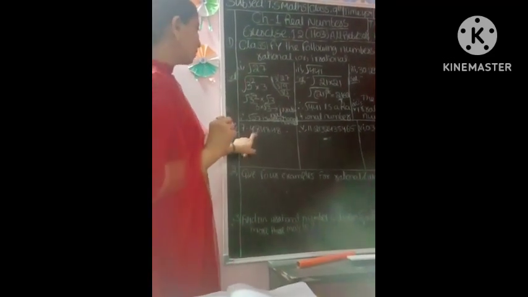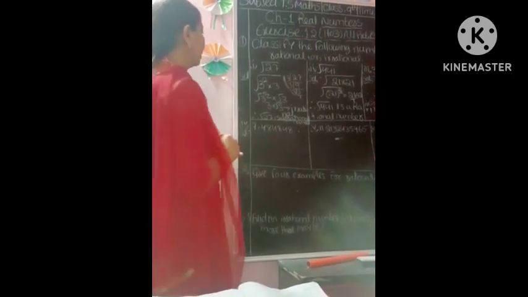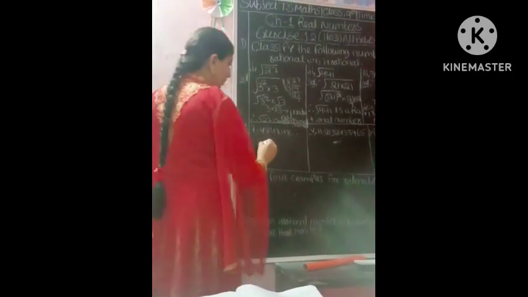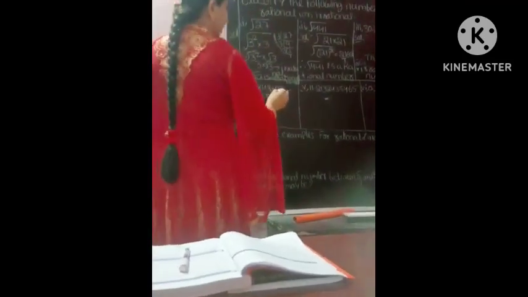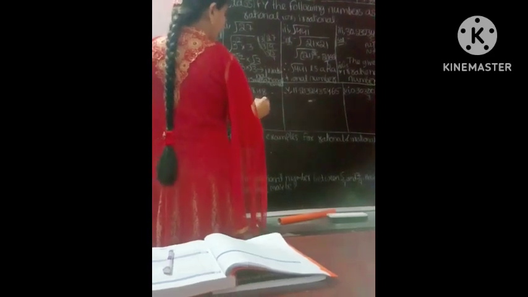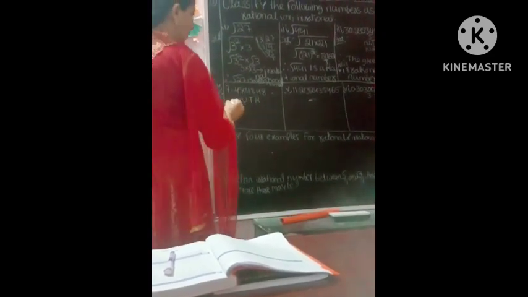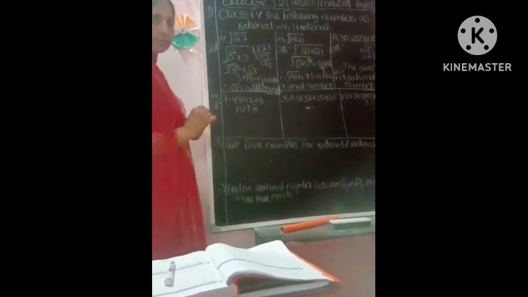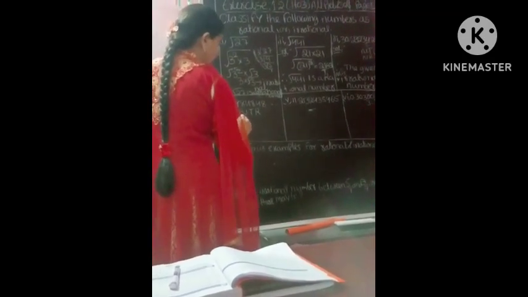So which type of decimal is this one? Non-terminating recurring decimal. Very good. Non-terminating recurring decimals are all rational numbers.